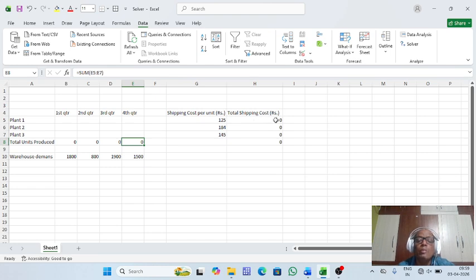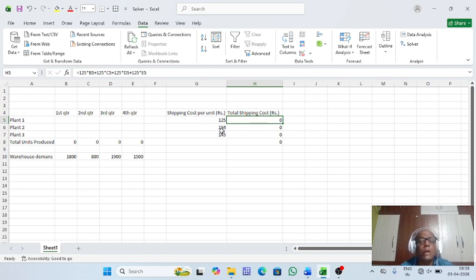So how will you get this? 125 is the shipping cost. So 125 into quarter one's supply, 125 into quarter 2 supply of plant 1. Accordingly we have put the formula here, 125 into B5 plus 125 into C5, because from plant 1 the shipping cost is 125, so you multiply the output produced in plant 1 with 125 for each quarter.